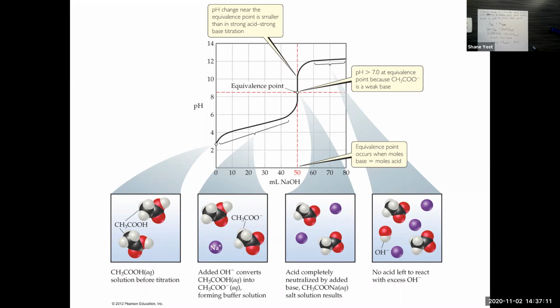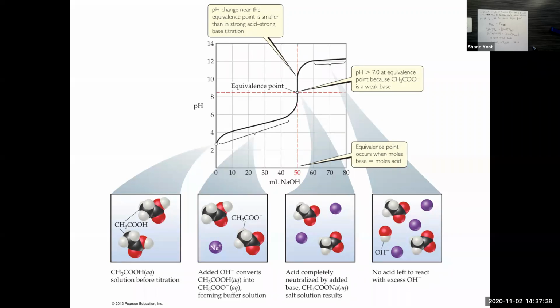And we can use the Henderson-Hasselbalch equation to calculate the pH in this area here, right? And then at equivalence point, the pH is determined by the weak base equilibrium of your conjugate base. And then past that, the pH is determined by the concentration of the OH that you added to the solution from the sodium hydroxide.